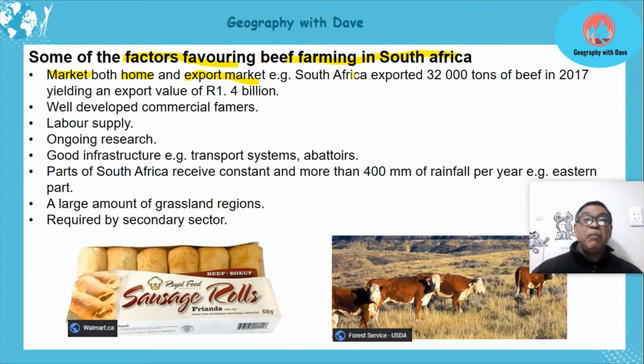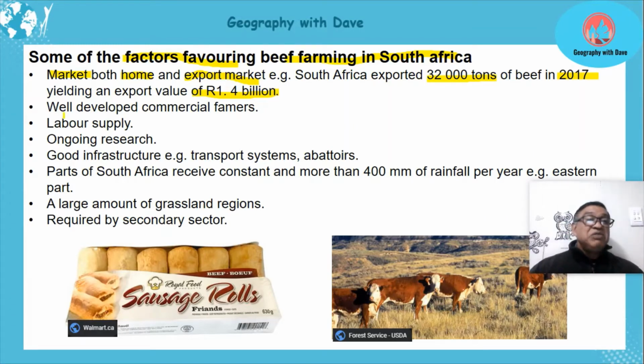I'm going to give you an example here. In 2017, 32,000 tons of beef were exported, and the value was 1.4 billion rand. That's a huge investment. And it actually helps us in terms of a balance of trade, etc., bringing money into the country.